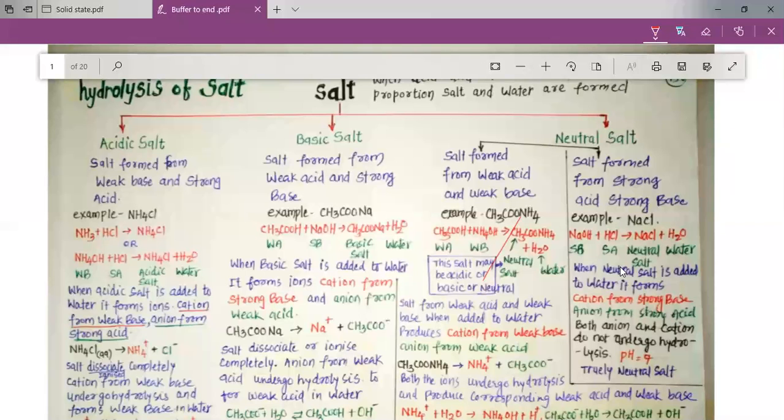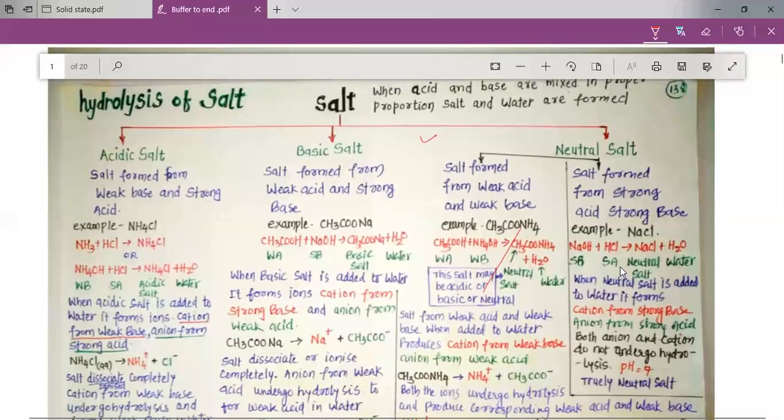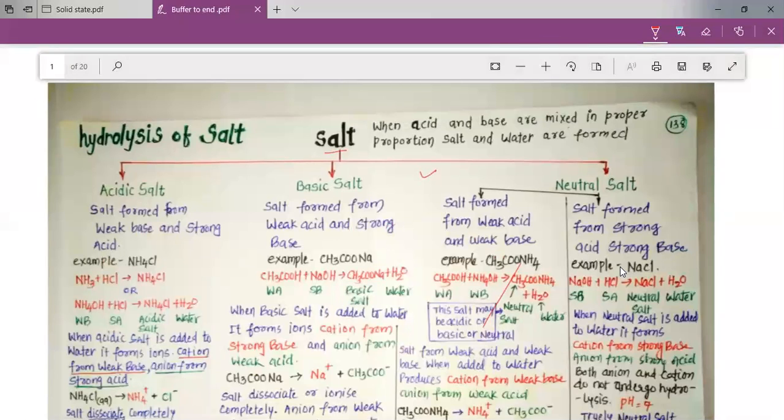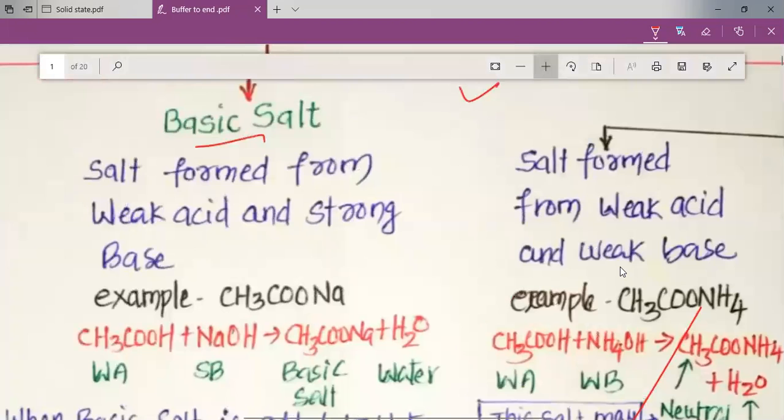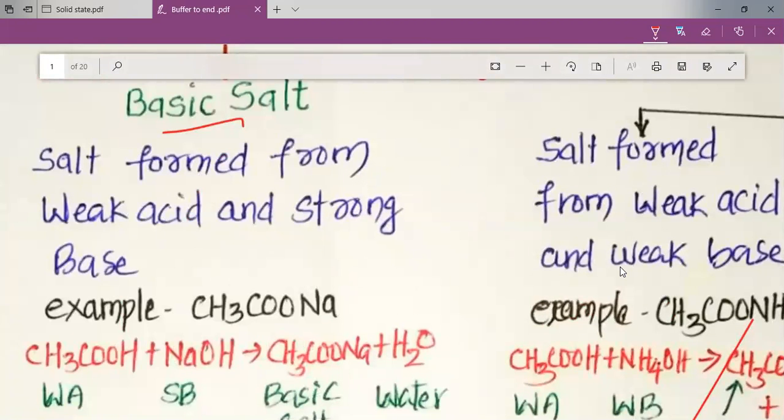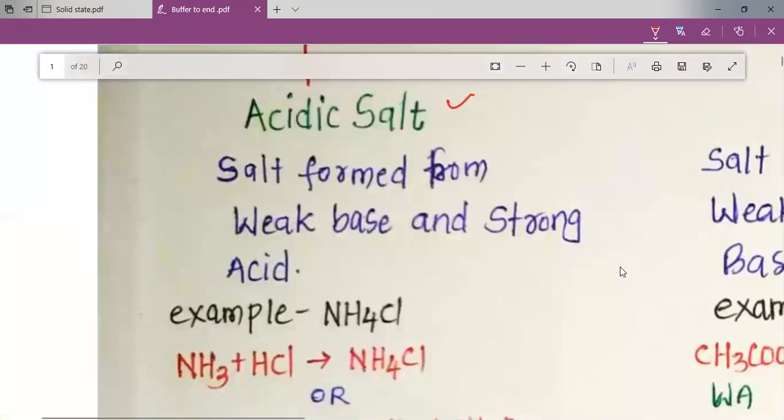Okay, dear students, in the last period, we studied about the salt. When acid and base are mixed in a proper proportion, salt and water are formed. We have majorly three types of salt: acidic salt, basic salt, and neutral salt. First, let us study about the acidic salt and its hydrolysis. So, let's move and understand the acidic salt.